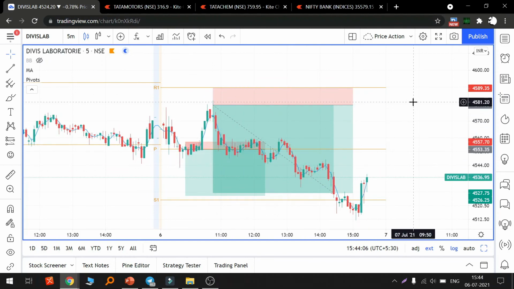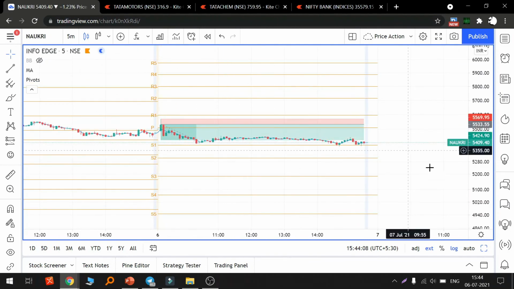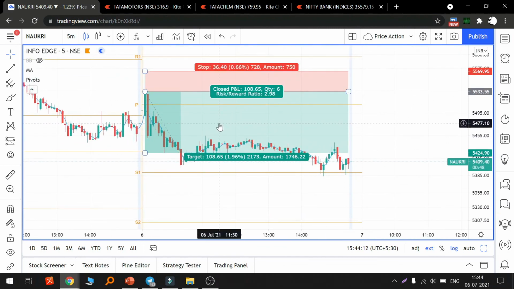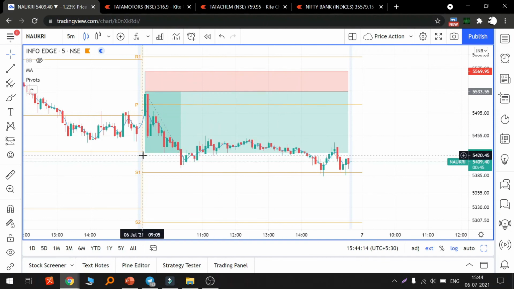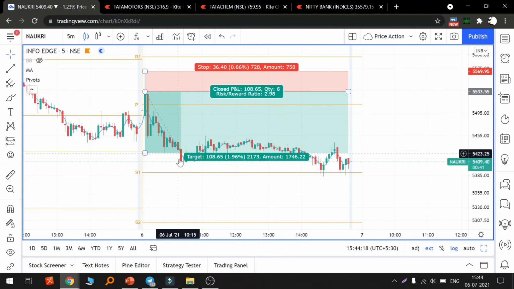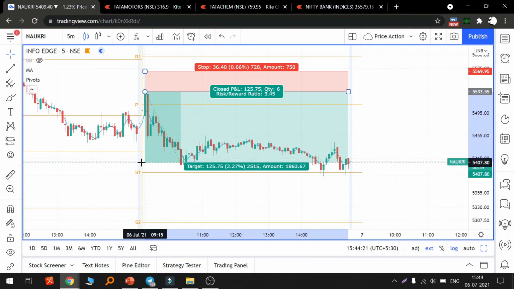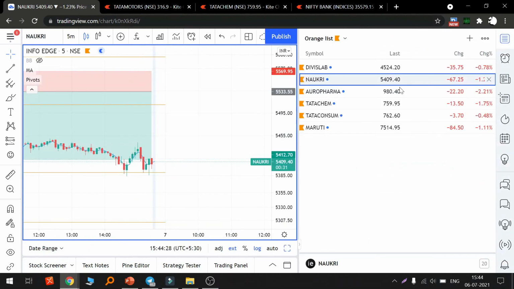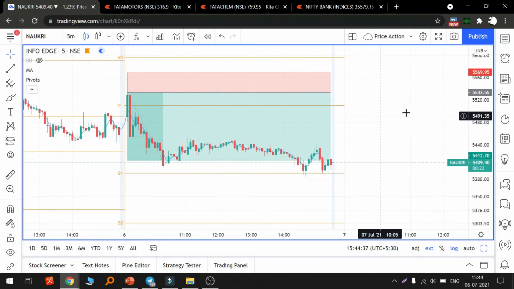So 1 SL and almost everything else worked. Even Info Edge gave a 1:2. Yeah, we took this as the target, but if at all we had let it flow, it would have gone to 1:3 also. But we would have stopped out somewhere here. So 1:2 basically. This list was selected before the stock market opened. So as you can see, this strategy had given a good result today.